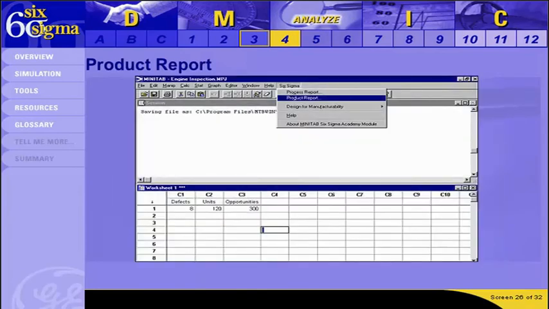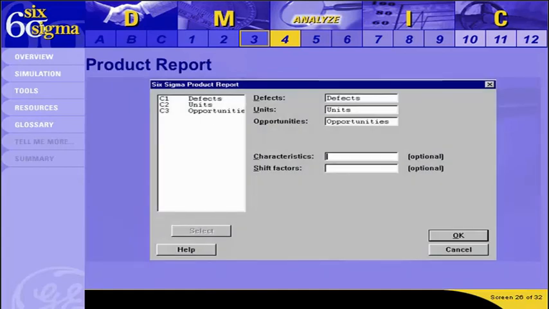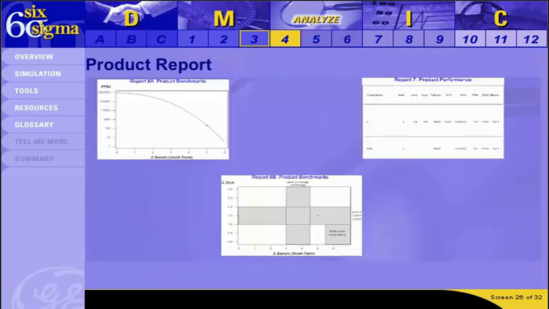You then go to the Six Sigma menu and choose the Product Report. Using the same techniques we showed earlier, we select the appropriate columns for the defects, units, and opportunities fields, and then click on OK. Minitab provides 3 outputs from this report. The Product Performance Table presents the results in numeric form. We'll look a little closer at this in a moment.